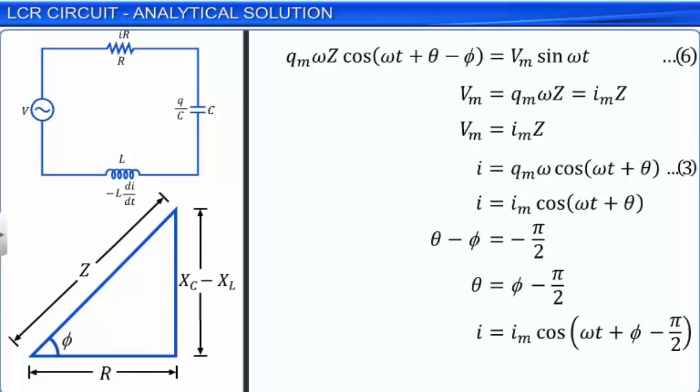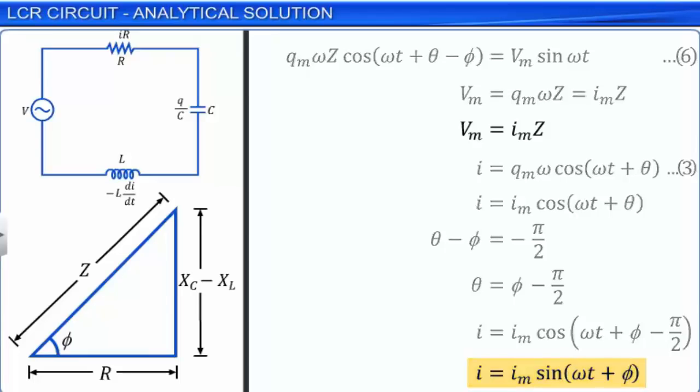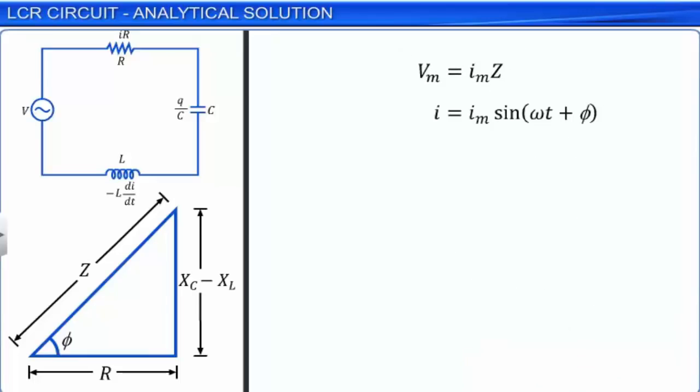To know the maximum value of the current in an LCR circuit, we use the equation for maximum current, Vm is equal to ImZ. Substituting the value of the impedance Z, we get Im equal to Vm by under root of R square plus (Xc minus XL) square.